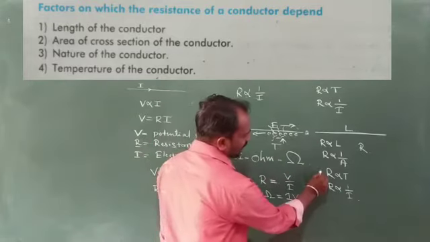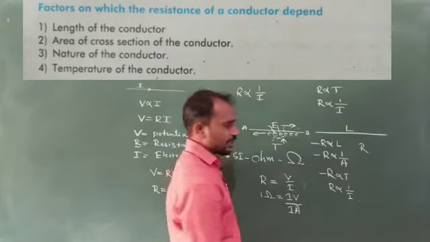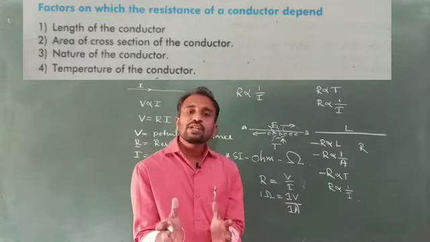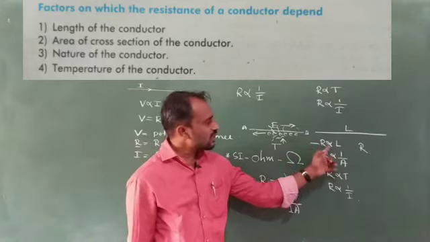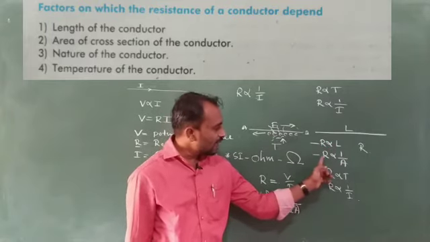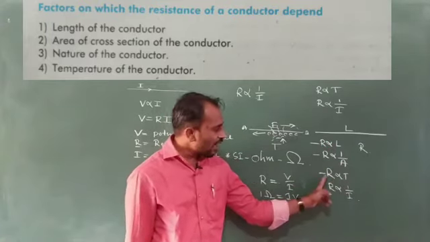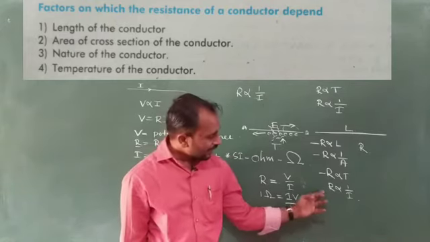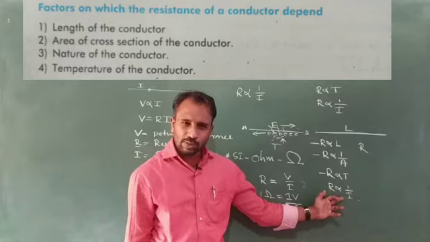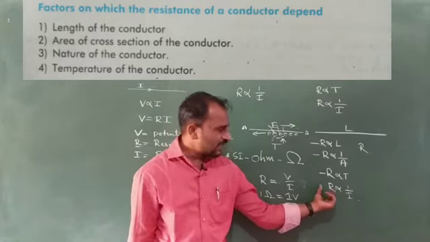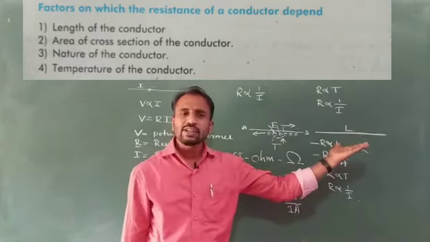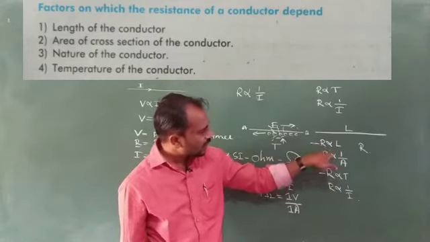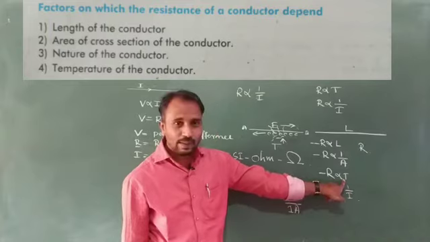Mainly here we consider these three conditions. It means these are the factors that the resistance depends upon. Resistance is directly proportional to the length, and it depends upon area, and it depends upon temperature. And it depends upon the electric current. It means whenever the resistance value decreases, automatically the electric current increases. So here mainly we consider length, area, and temperature.